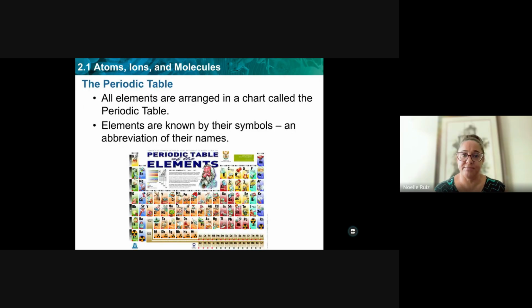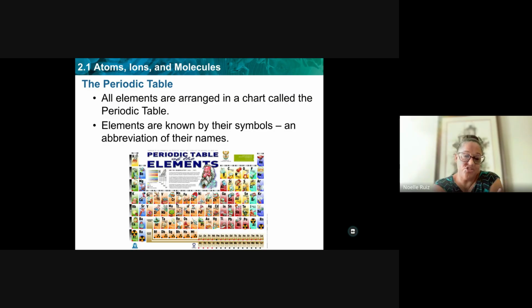The periodic table. All elements are arranged in a chart called the periodic table. And elements are known by their symbols, which is an abbreviation of their names, although it's not always their English name. For iron, we can't use this symbol for I. I is already used by the element iodine. So for iron, we use its Latin name, which is ferrous. It's Fe.